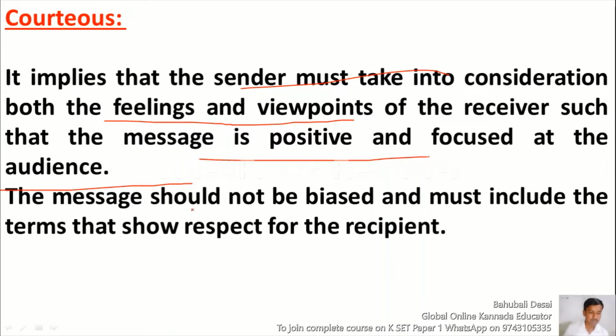So the message should not be biased and must include the terms that show respect for the receiver. So in this way, the sender, while giving the message, should give respect to all the audience, so to all the receivers. In this way, when the sender gives information to the receiver, respect must be given to everyone. So these are the 7 C's of communication.